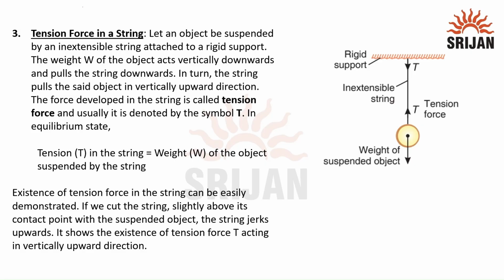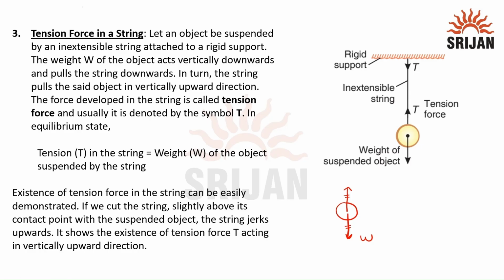Another type of contact force that we will study is tension force in a string. To understand this, we have taken an object and it is tied to a string, and the other end of the string is tied to a rigid support on a ceiling, and that object is suspended. We know that the object will be at rest and there will be a weight that will be pulling the object downwards, and the object is at rest. This is due to a tension force which is provided by the string, pulling it upwards, and which is equal to the weight of the object.